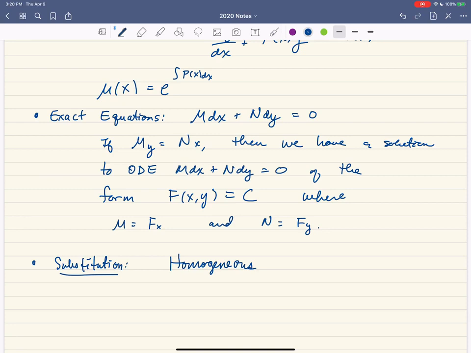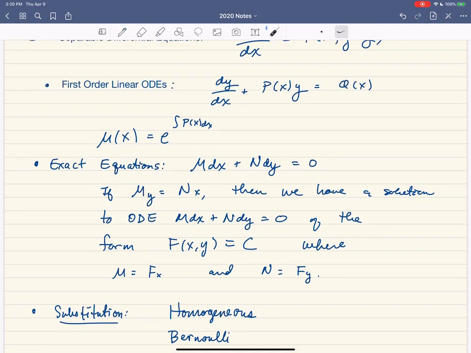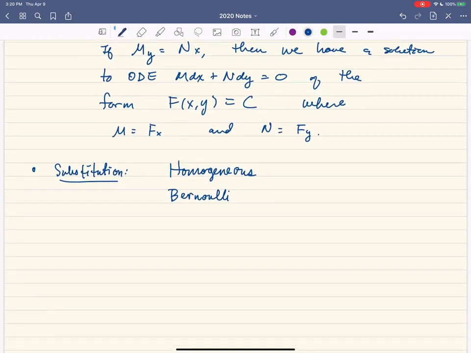And then there were also Bernoulli substitution problems. Bernoulli substitution problems basically look like linear ODEs, except you have a y to the n here, and the substitution that you make is you use y to the 1 minus n. So that's your substitution there. That's substitution in a nutshell.